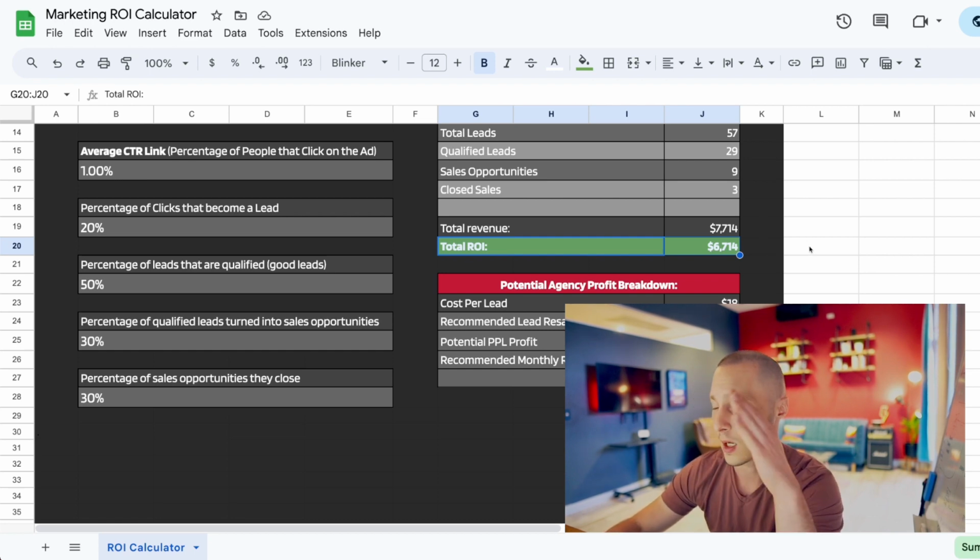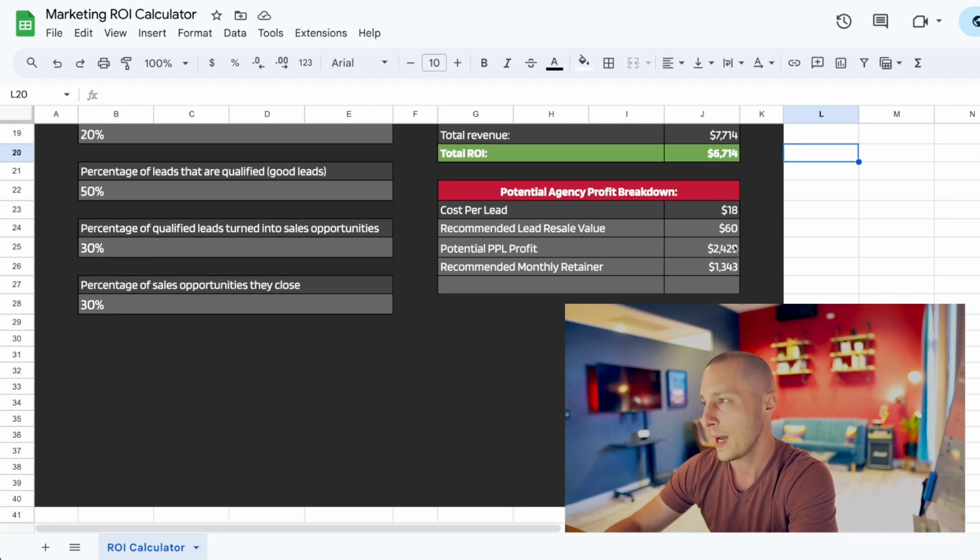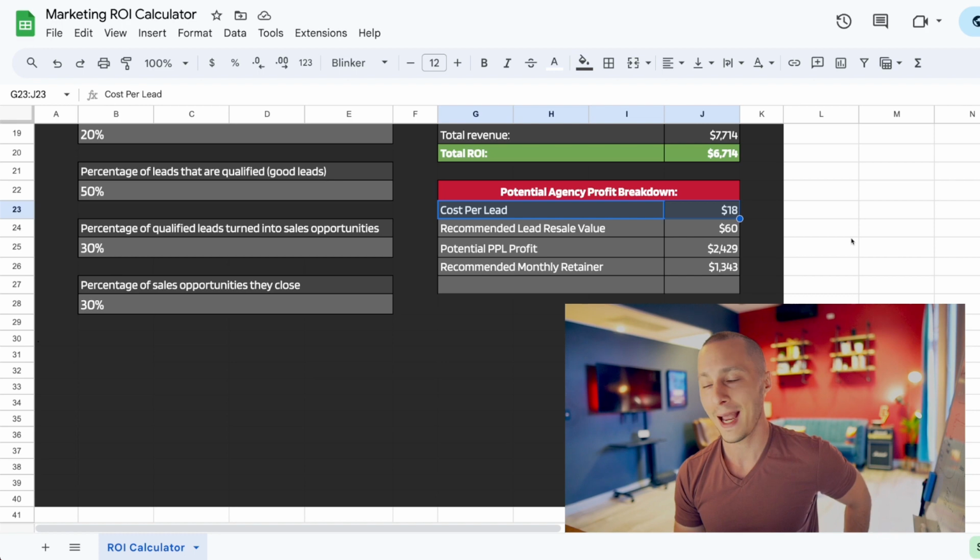Now the question is, how much can you charge, or should you charge, if this is the result you've gotten for a business? There are a couple of different ways you can charge. Based on these numbers, the average cost that we're paying per lead is $18. We've got to keep that in mind.